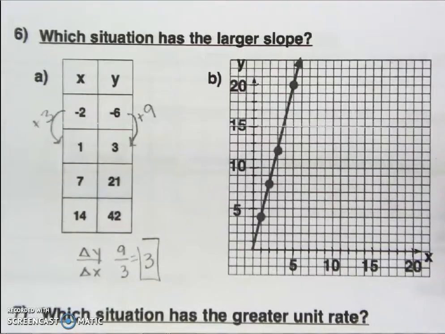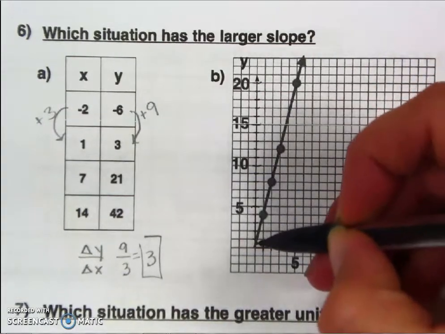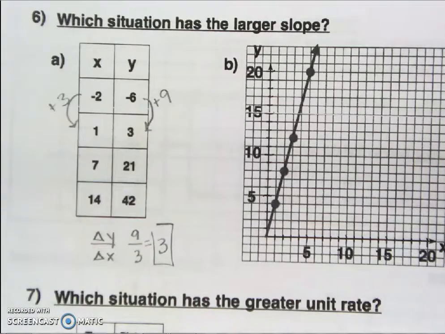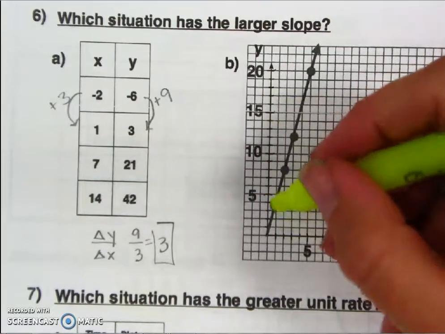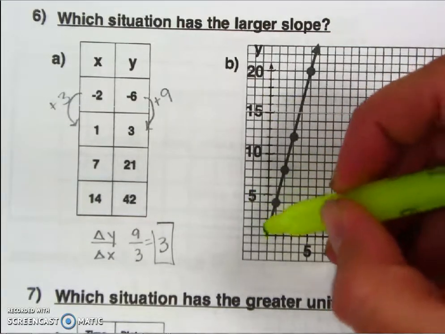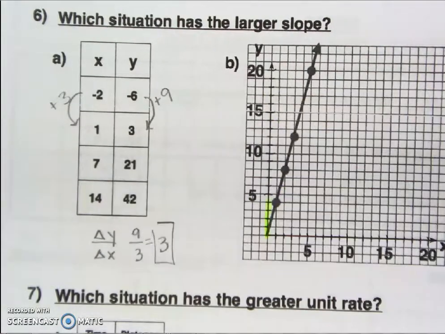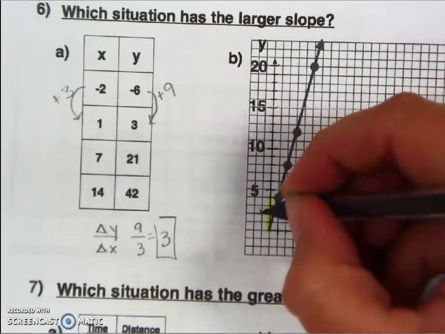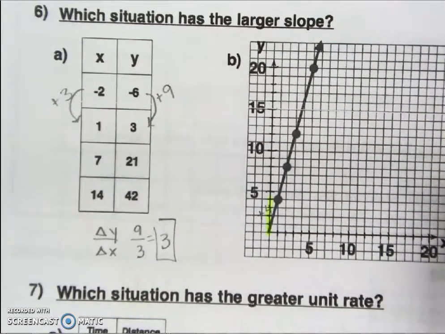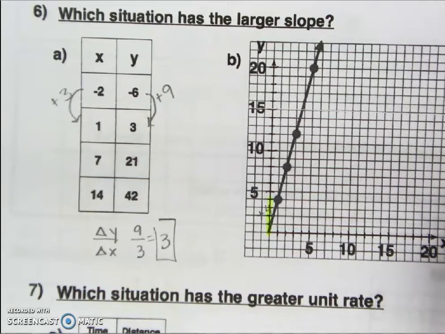Let's check the other situation right here on the graph. So I see a vertical change and a horizontal change. Remember, we did that yesterday. So the vertical change here, 1, 2, 3, 4. It goes up 4. Up 4 is the vertical change, so change in y over change in x. The vertical change is 4. Oh, you can't even see that.